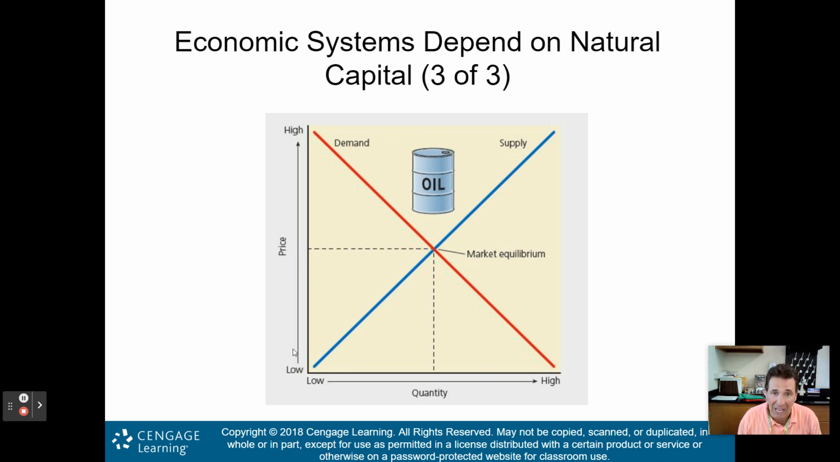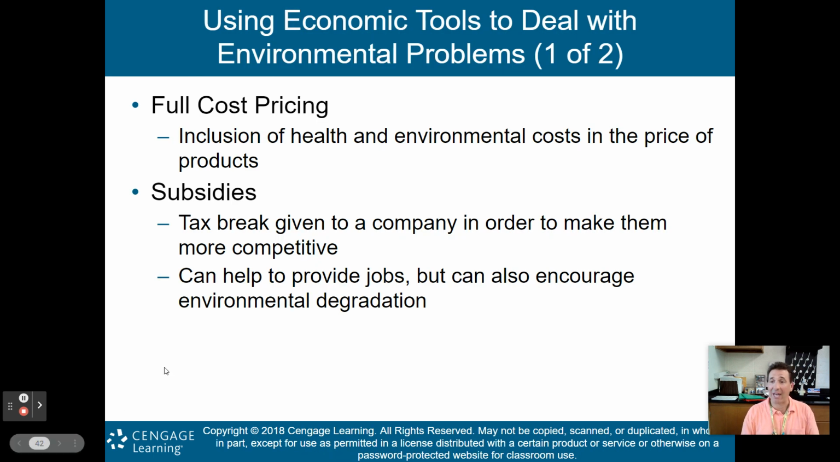So again, as supply increases, your price decreases because you have so much of that supply around. So the idea is to kind of find that happy medium here where you have enough supply while the price is kind of right there, if everything's kind of equal, and that's a way that we could potentially keep our resources sustainable and also still have economies that are flourishing. So we're using economic tools to deal with environmental problems.